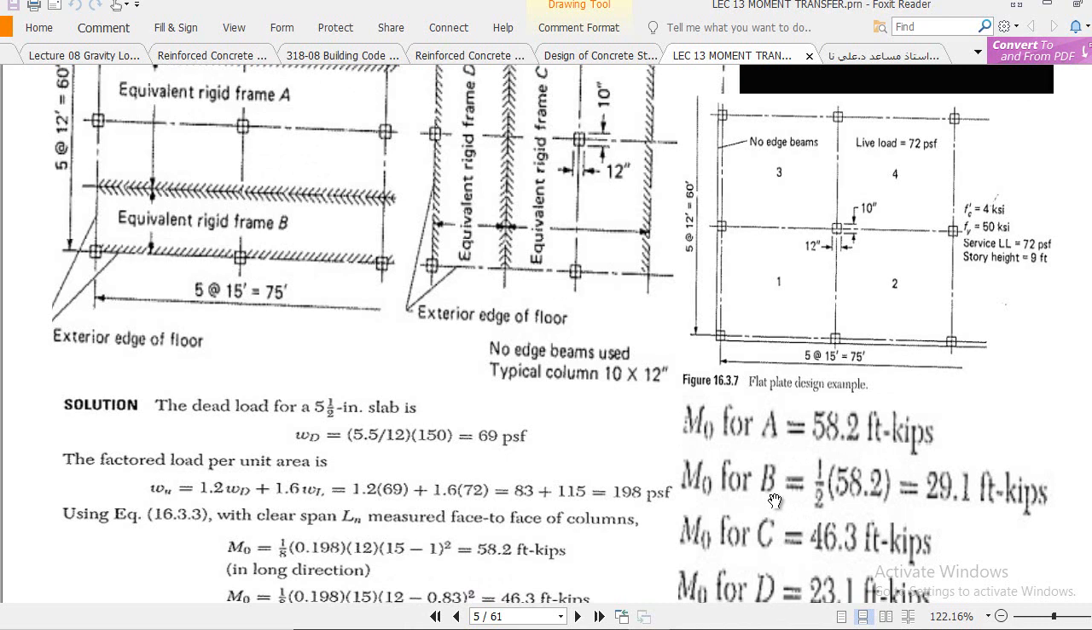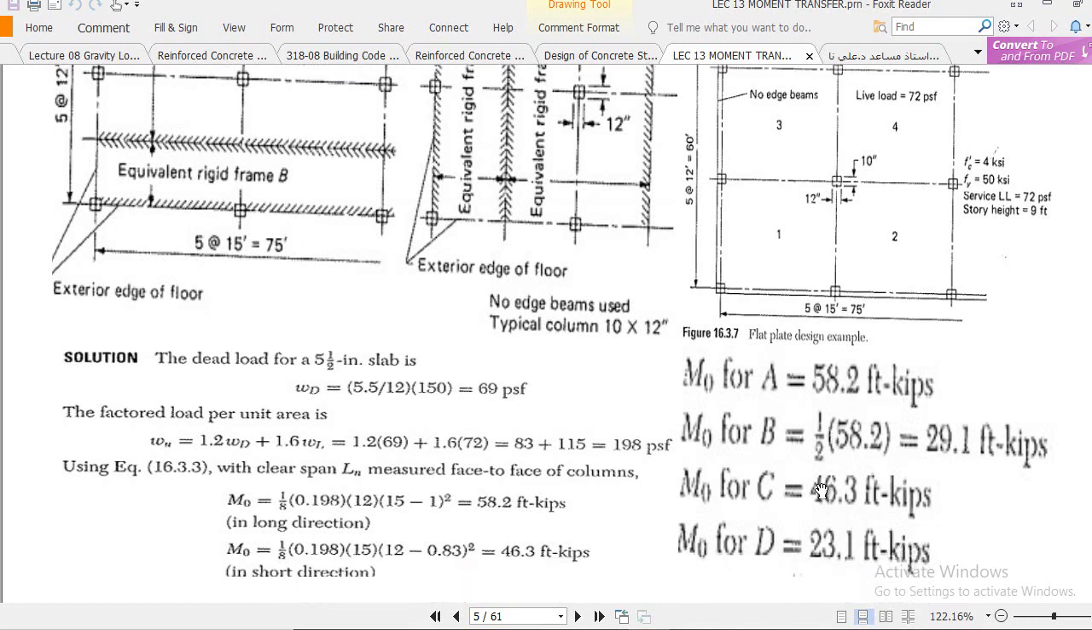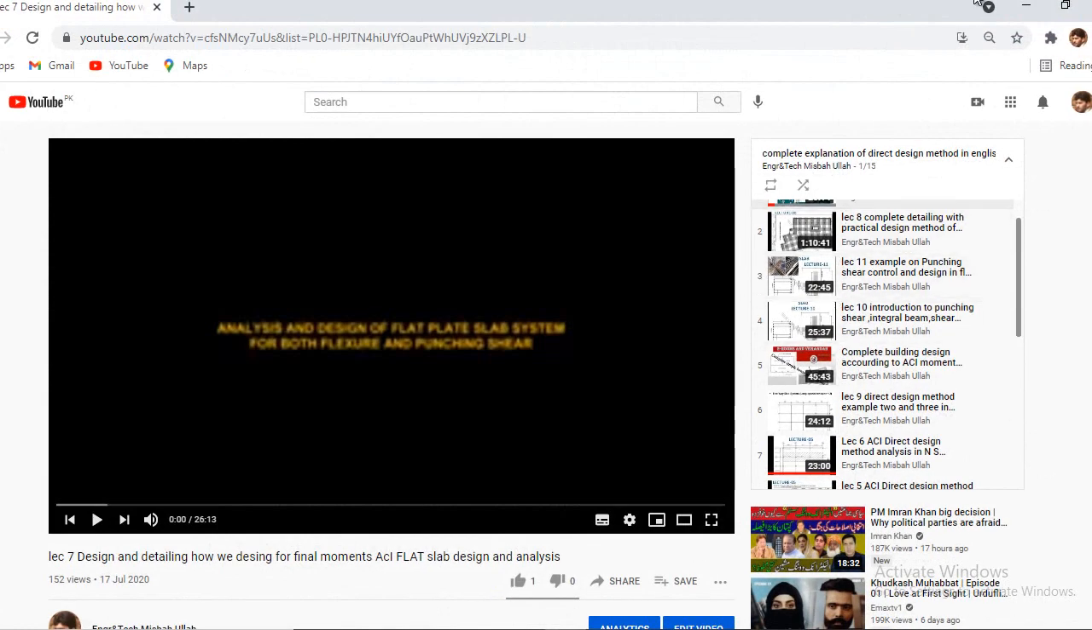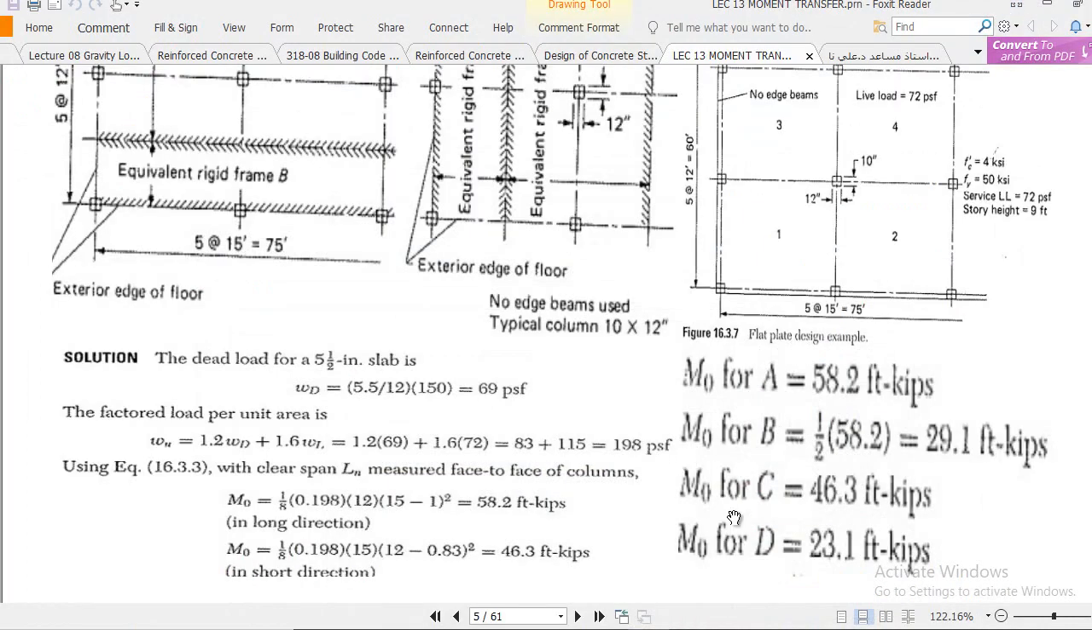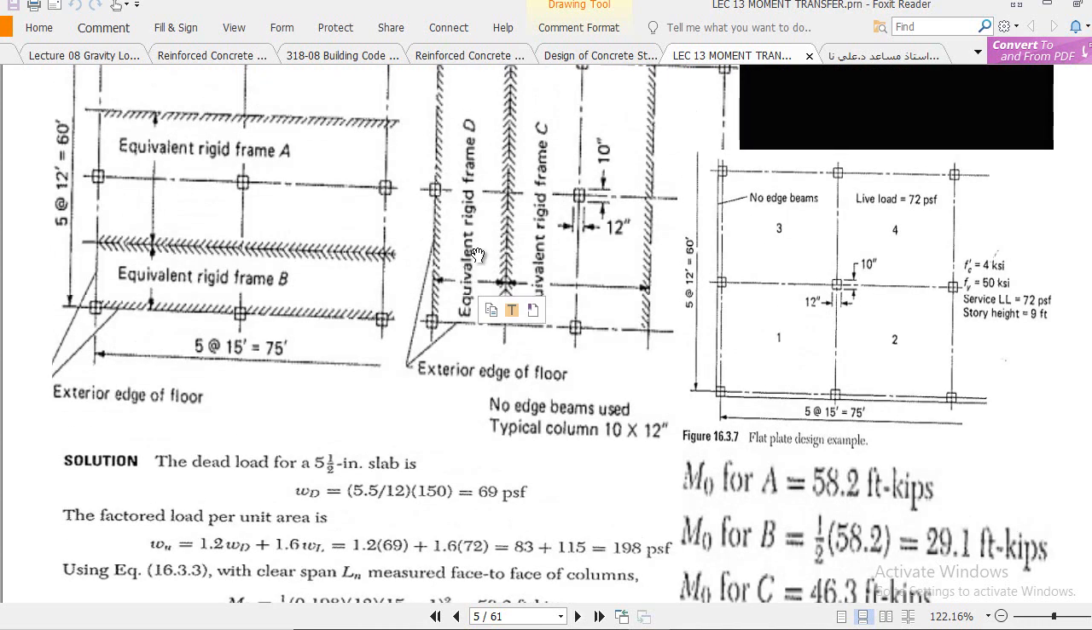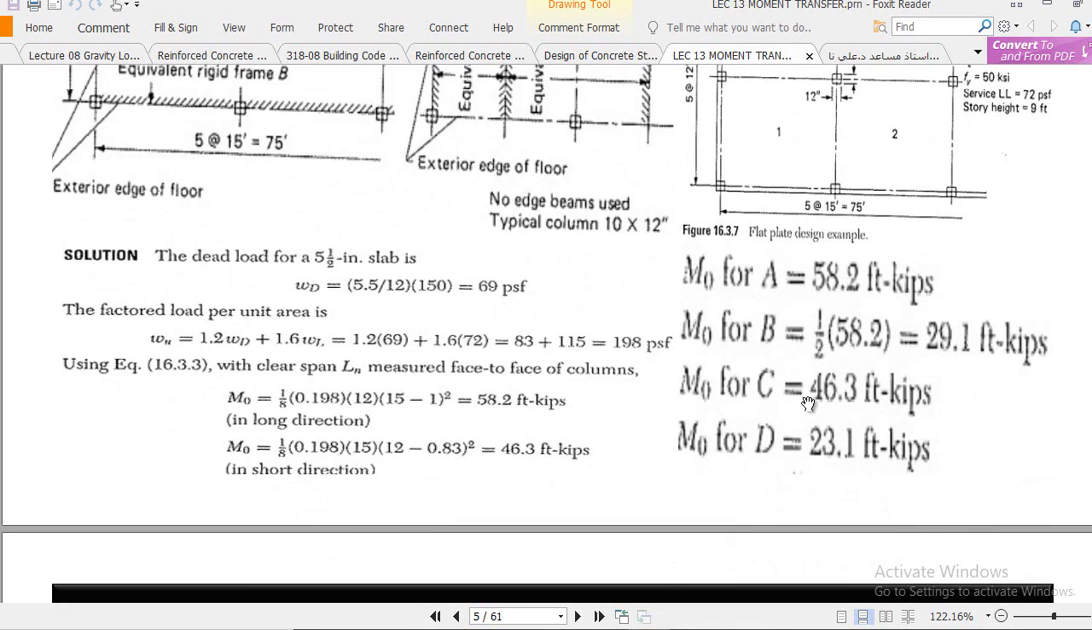So for B, it considered half of that moment because the exterior frame width is smaller compared to the interior one, so it considered 50%. You can do this calculation; I already explained this in my videos. Similarly, for M0C we already calculated 46.3, and for the exterior frame D we divide this by 2 and got this one. These are the final moments, or the total static moment.